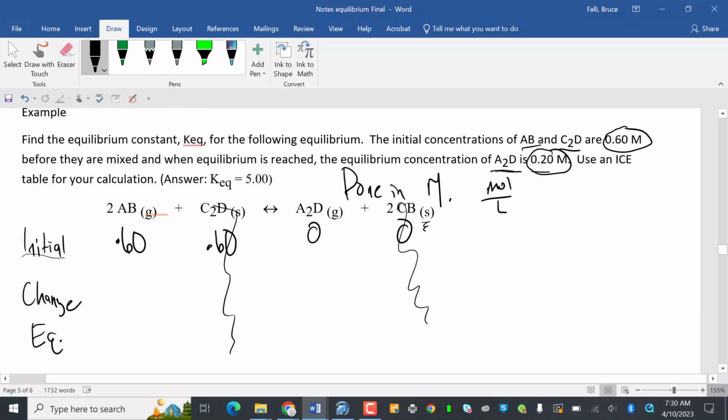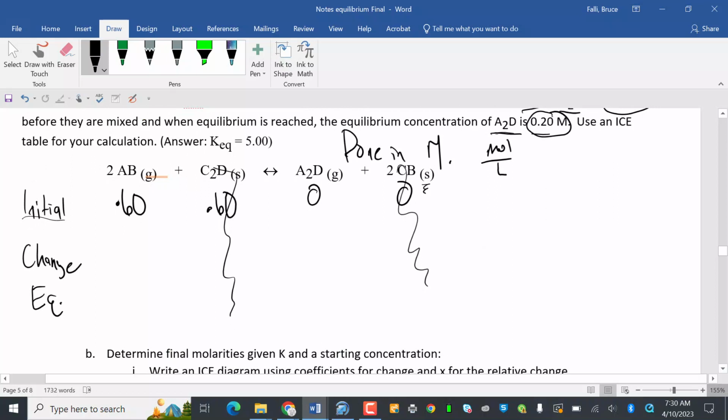Okay? So remember, whenever I do equilibrium, the only thing that changes, equilibrium is equal rates, so we're really only going to concentrate on our gases and aqueous. Okay? The equilibrium concentration of A2D is 0.2. So when I'm done, the equilibrium concentration is 0.2. So how much did this change? From 0 to 0.2, then it was plus 0.2. Now, if this was plus 0.2, this would be plus 0.4. This would be plus 0.2.